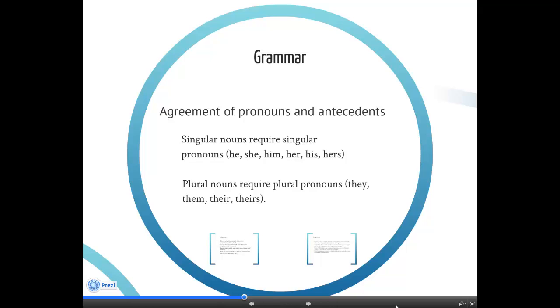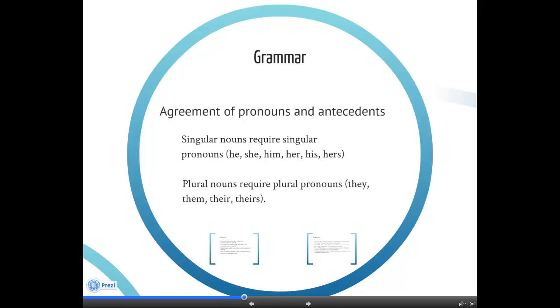Agreement of pronouns and their antecedents. Singular nouns require singular pronouns. For example, he, she, him, her, his, hers. Plural nouns, which usually end in an S, require plural pronouns. For example, they, them, their, theirs.